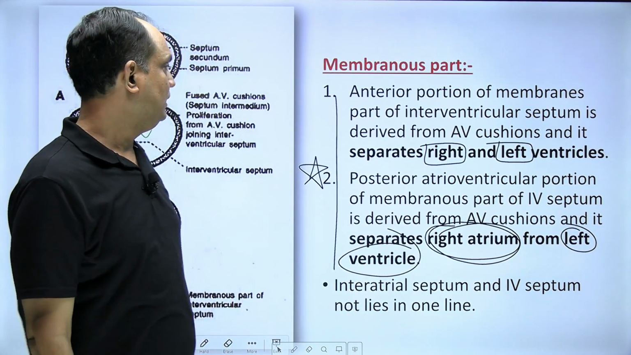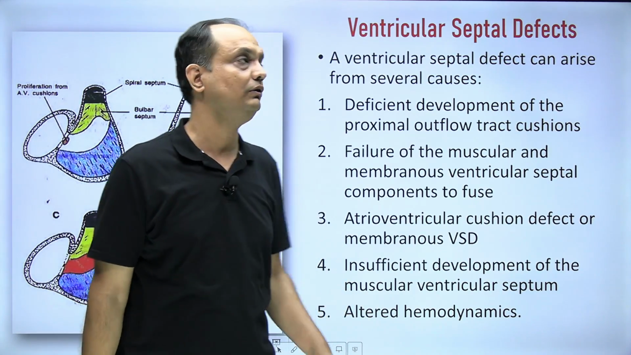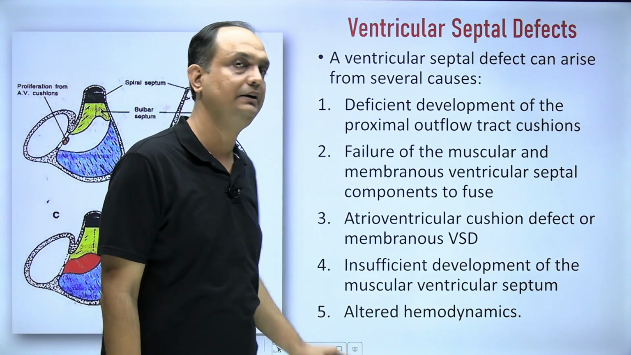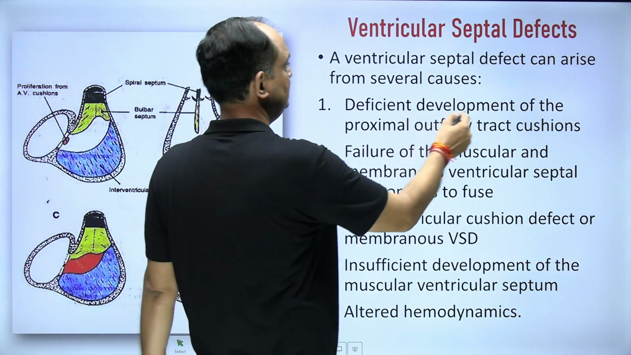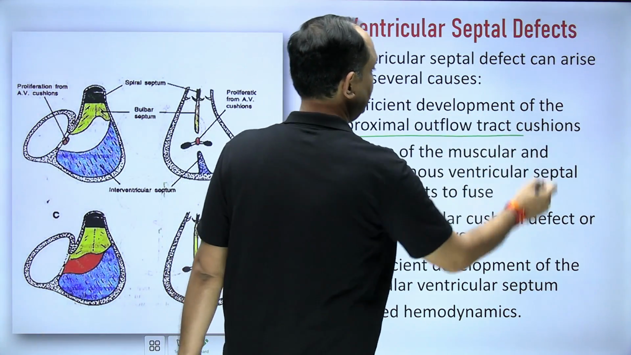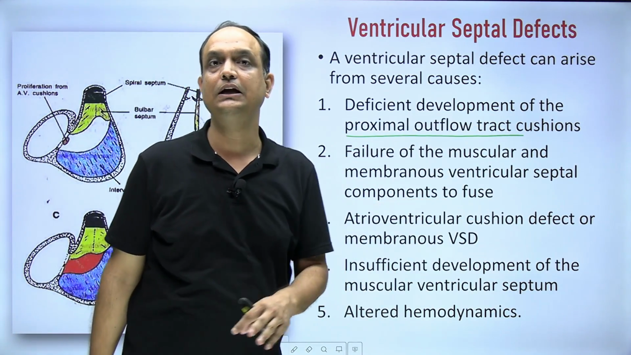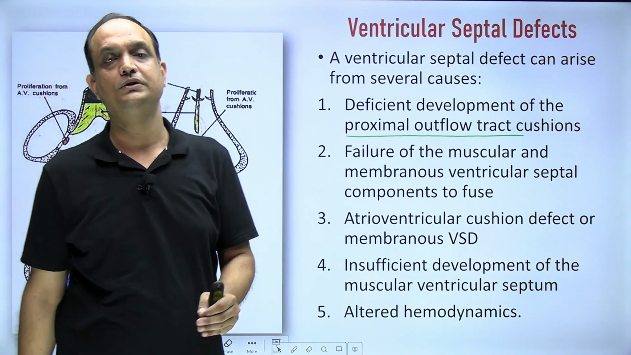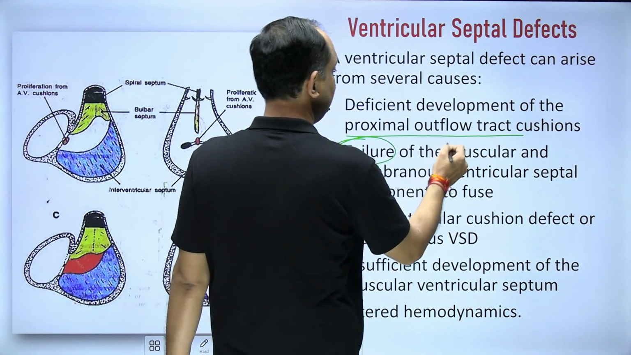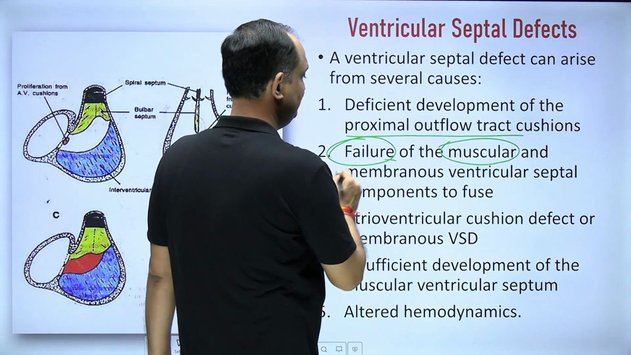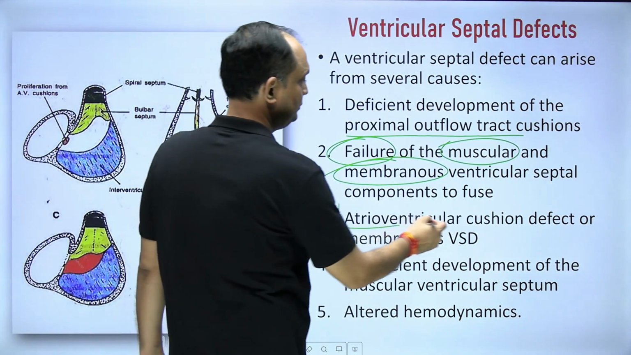Clear? Now lastly, you will have the applied part, known as ventricular septal defects. Ventricular septal defects have been divided into different varieties. The first variety is when there is a deficiency in the development of the proximal outflow tract. Actually, this is related to defective formation in the bulbar part. Then you will have failure in the fusion of the muscular part of the septum with the membranous part of the septum. Then you will have an atrioventricular cushion defect.